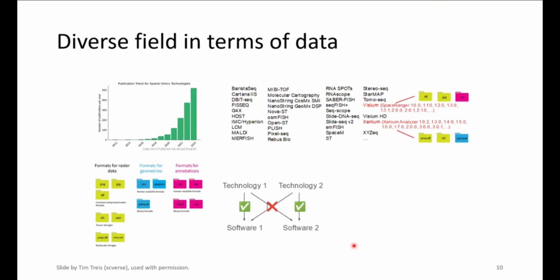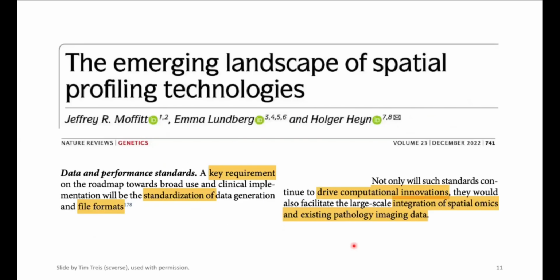In the scientific community, there's an idea to generate some standards. For instance, there's this paper from 2022, which points out that standardization is a key requirement also for driving computational innovations, because you want to be able to easily access your data. Or if you want to compare your data, you create some data and you have some reference dataset that was not created with 10x, but with MERFISH, and you want to compare your data to it. It's important to have easy accessibility, right?